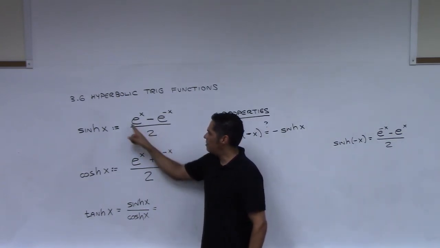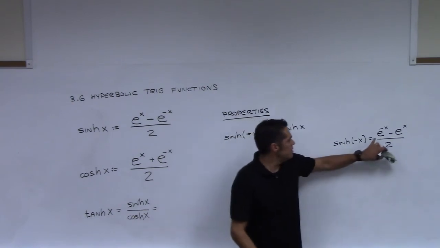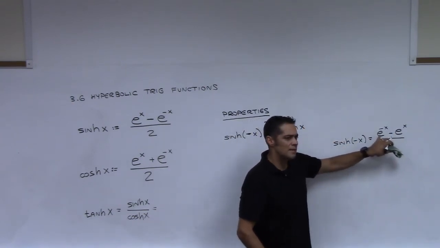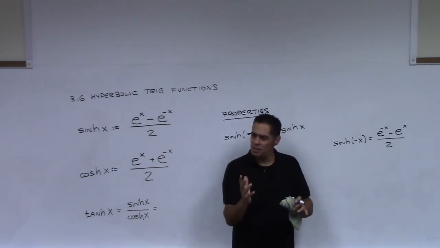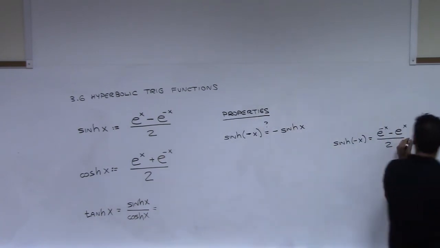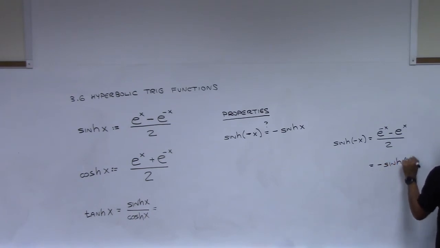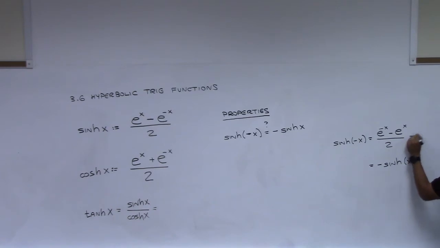Not quite, right? This is positive, that's negative. Over here, they're switched, right? So it's negative, and this is positive. So it's off by a sign, isn't it? So we could say that it's equal to negative sine hyperbolic x, right? I guess you could pull a negative out here and then change the order.